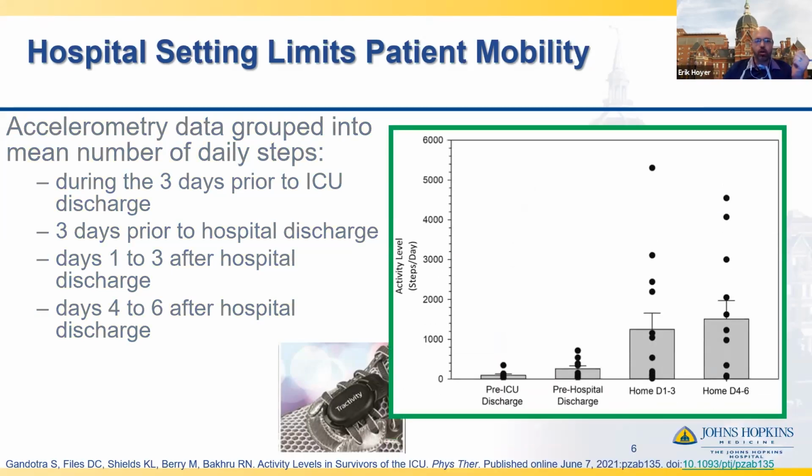And this is what they showed. So the first two bar graphs, the y-axis is showing their activity levels or steps per day. You can see that they have pretty low mobility in the ICU and right before hospital discharge. And then there's this dramatic jump from home day 1 to day 3.